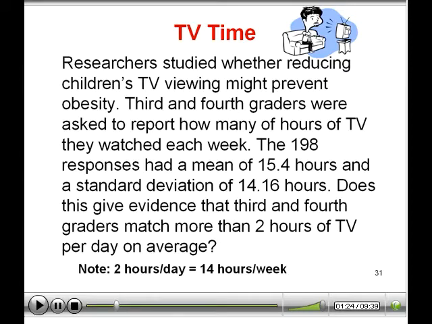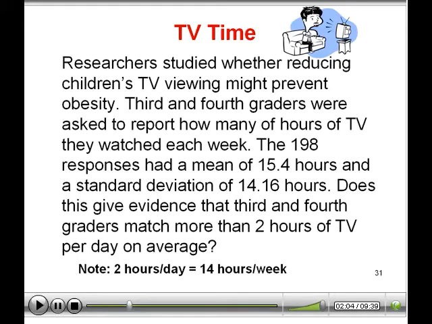One of the major reasons for concern about how much TV children watch has to do with potential links to obesity. This study was designed to test the hypothesis that the average time that a third and fourth grader watches TV exceeds 2 hours a day. So data was collected on 198 such children, and the mean number of hours a week these children watch TV was found to be 15.4 hours with a standard deviation of 14.16 hours.